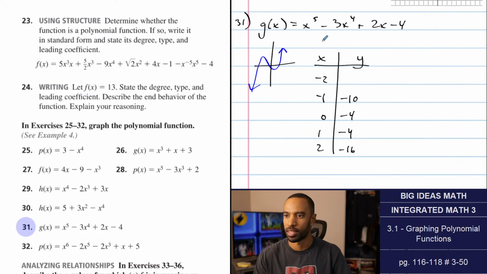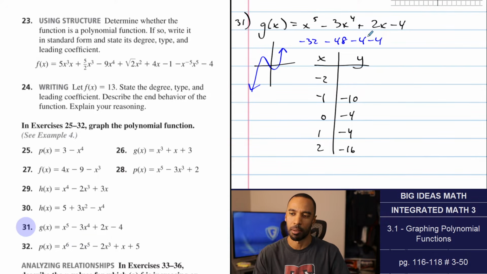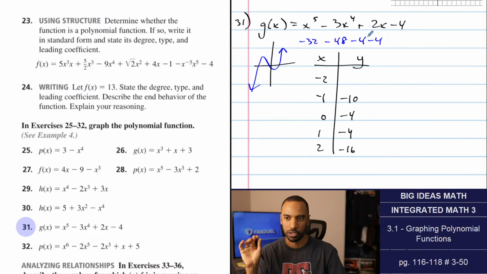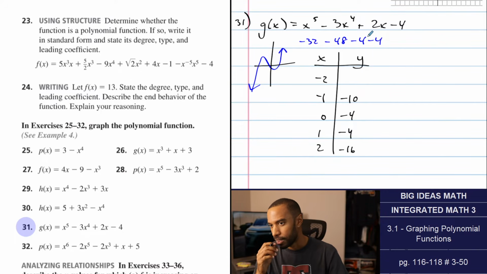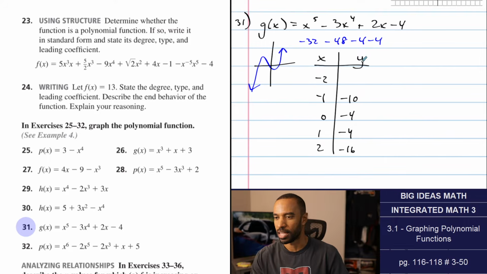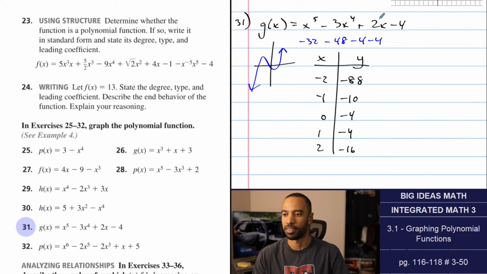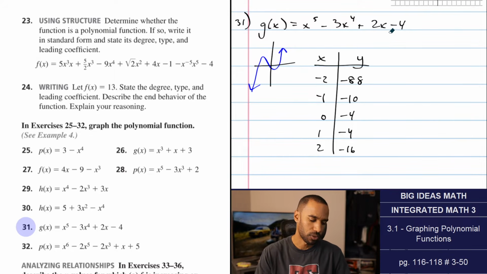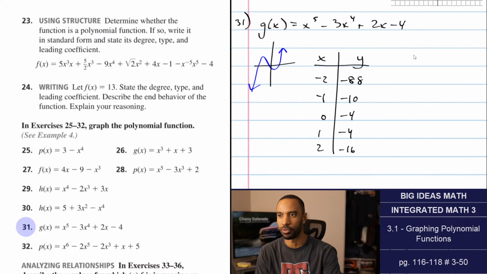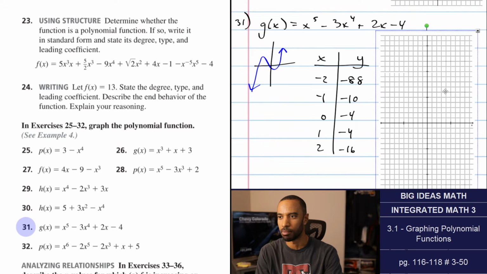Plug in -2. Let's write that down again. We get -32 minus, what was that number? 48 minus 4 minus 4. This isn't a number I'm going to be able to fit on here, but we'll understand that it goes that way. End behavior, right? -80 minus, so -88. I ain't fitting that one. The other ones I barely fit, but thankfully I have the tall graph. So it looks like I'm definitely attaching this tall graph for you guys. It had its merit.